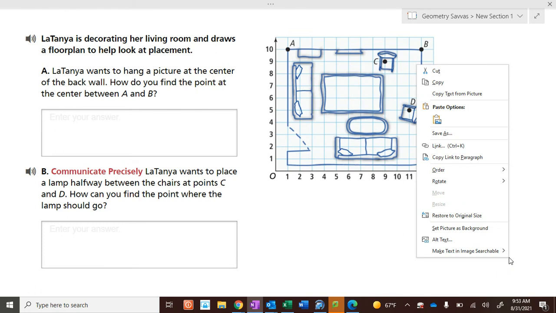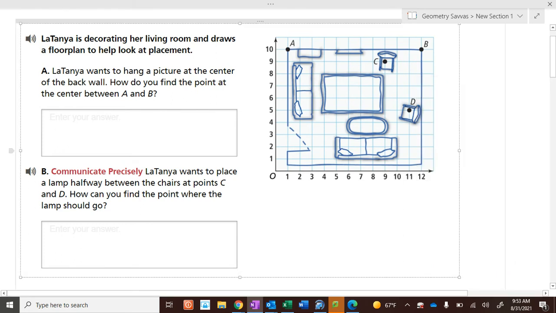Latanya is designing her living room and draws a floor plan to figure out where she wants to put stuff, basically. Now, she wants to hang a picture at the center of this wall up here between A and B. How does she find the center? If you were going to put a nail in the wall at the center, if you're like me, I don't like nail holes all over the wall. You want to put the nail in the right spot the first time, right in the center of the wall.